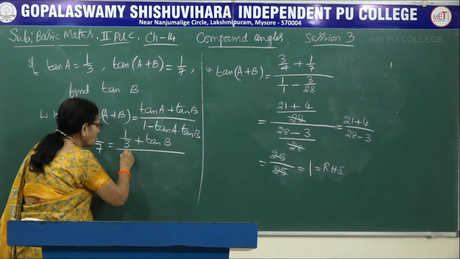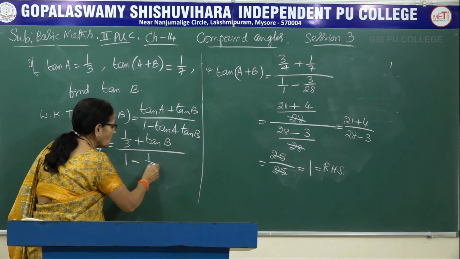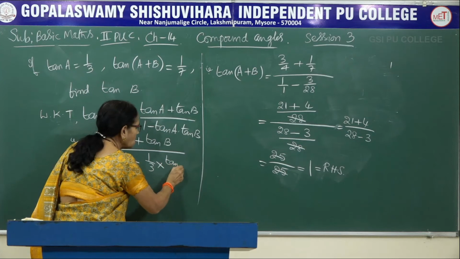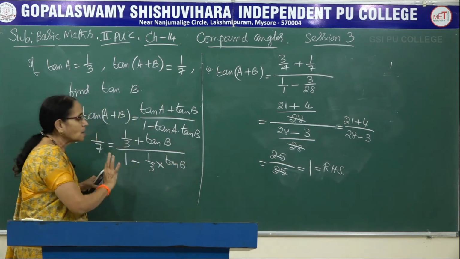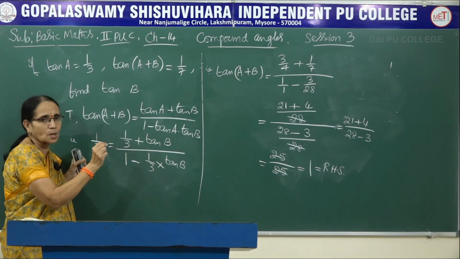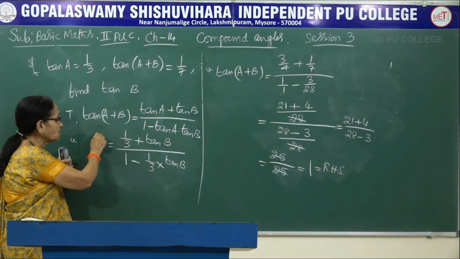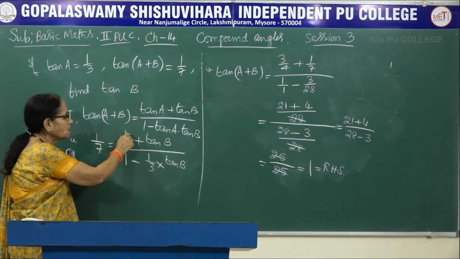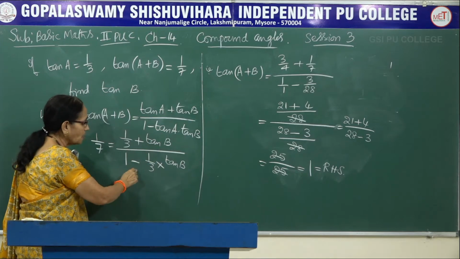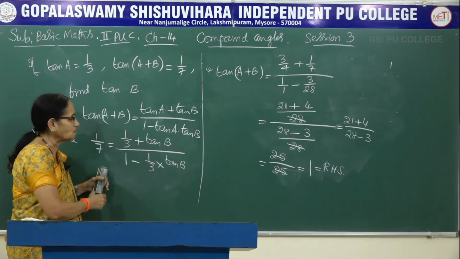The denominator 1 I am writing, tan A you write it as 1 by 3 into tan B, because whose value is not given in the problem, write it as it is. So, what I have done? What are all the known quantities? I have substituted in the proper places. Tan A plus B is 1 by 7, tan A is 1 by 3, tan B is not known to us, 1 minus tan A is 1 by 3, tan B I have written as it is.